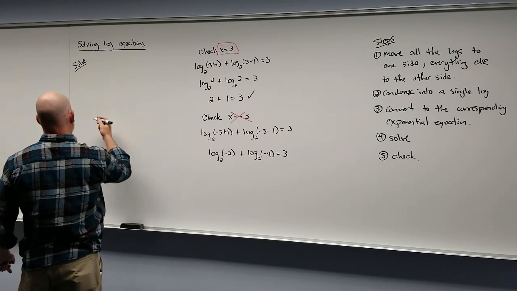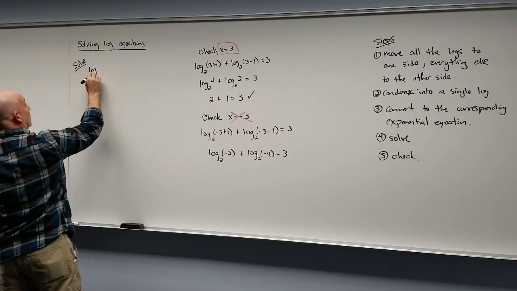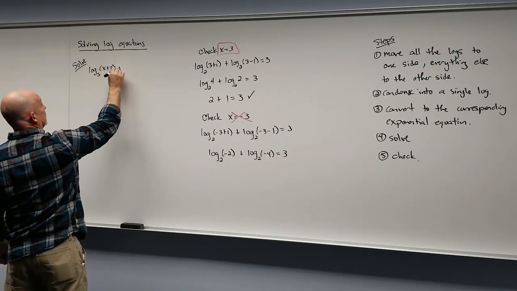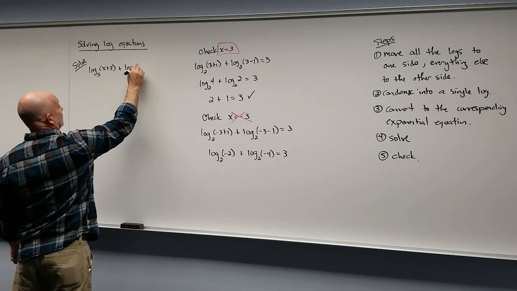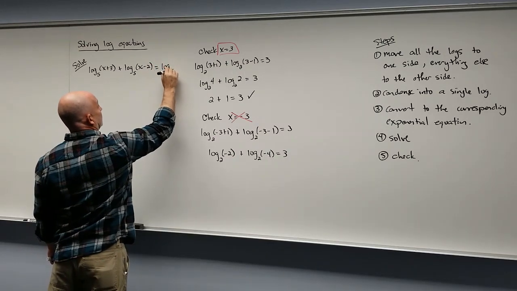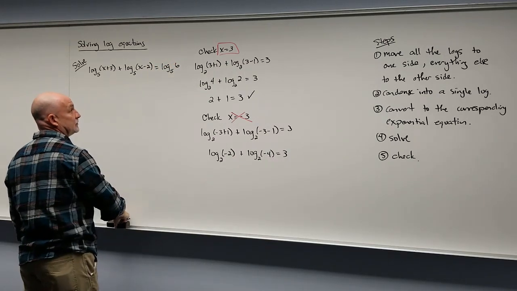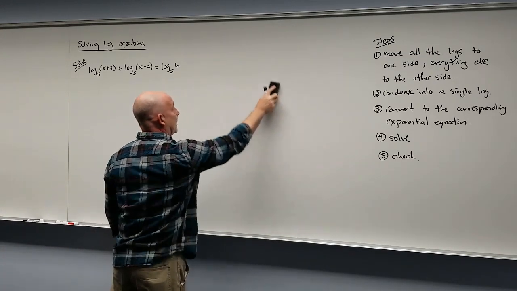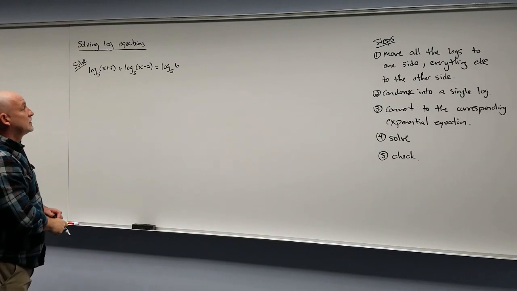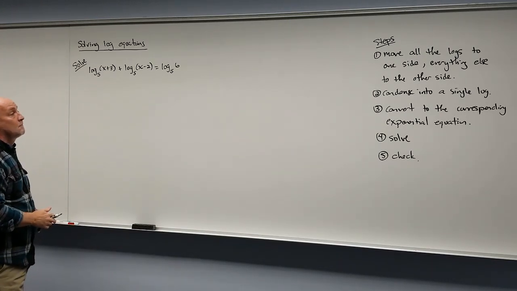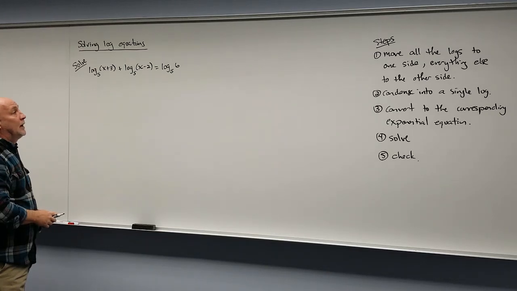Let's say I said log base 5 of (x + 3) plus log base 5 of (x - 2) is equal to log base 5 of 6. Again, let's get ourselves some room. All right, here's another one for you to try. Hit pause. See if you can solve this logarithmic equation. All right, if you're back, let's see.